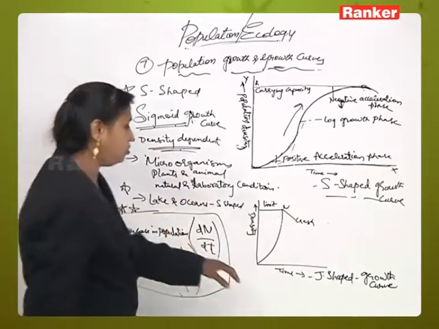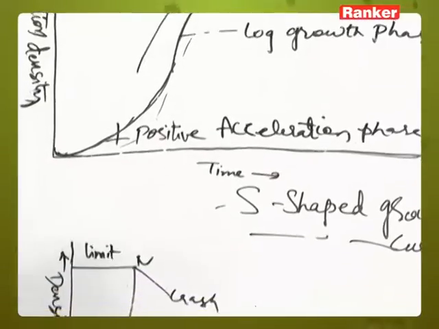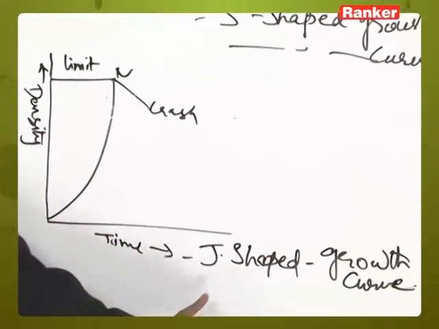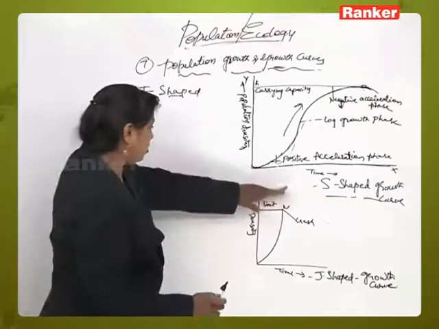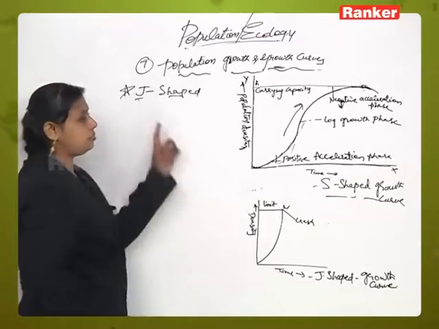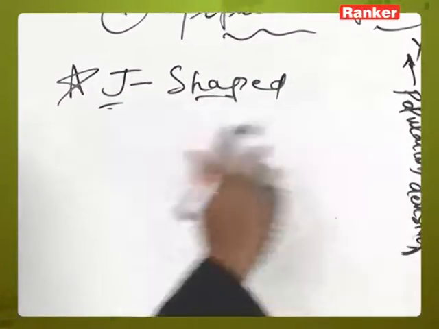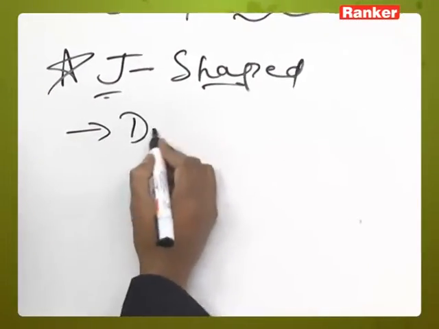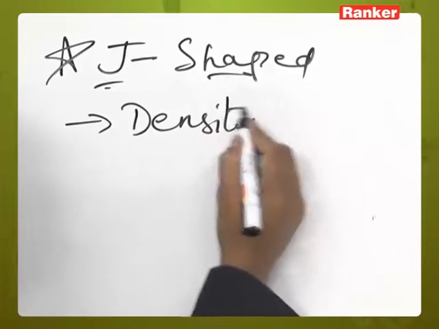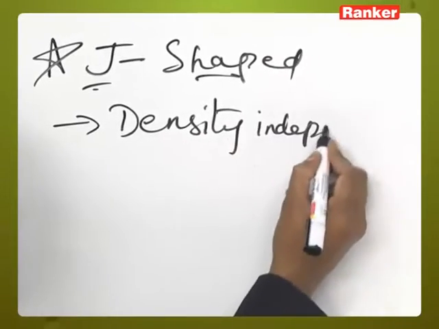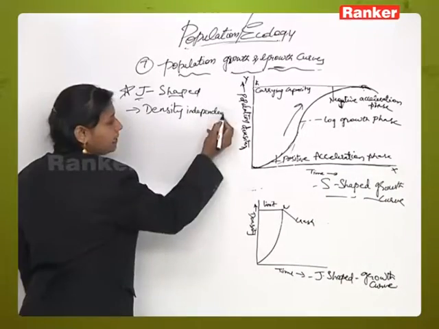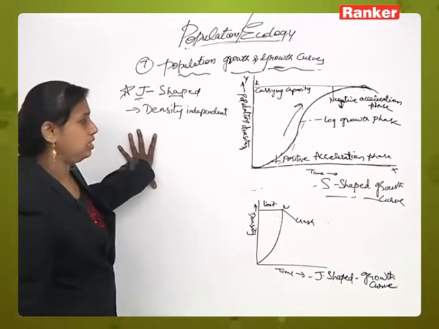Now we will talk about the J-shaped curve. Another type of growth curve we are supposed to study is called the J-shaped growth curve. This is also very important here. The J-shaped curve, like the S-shaped curve, is also called a density independent curve.